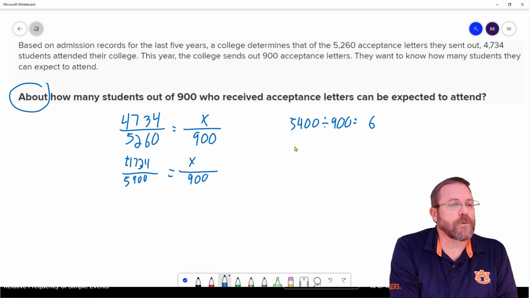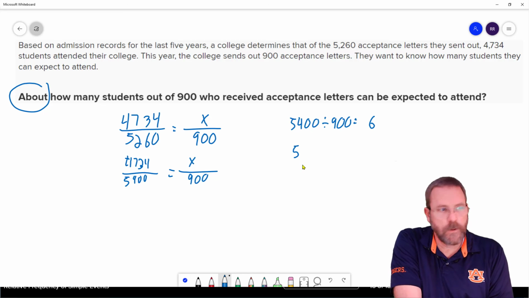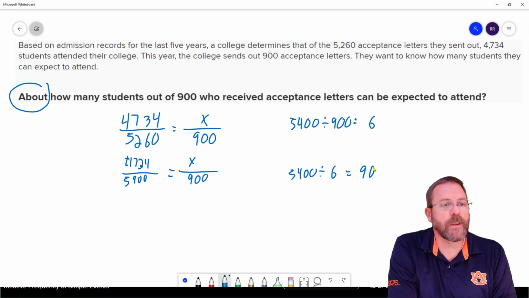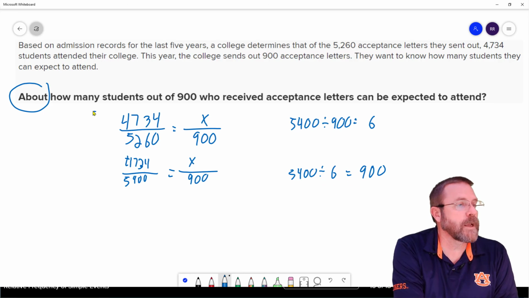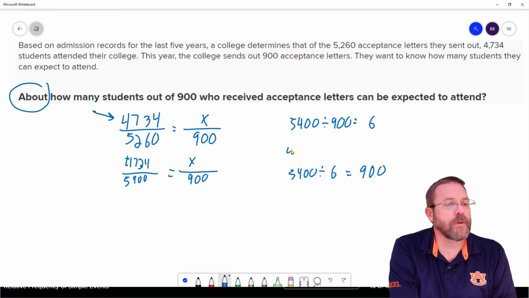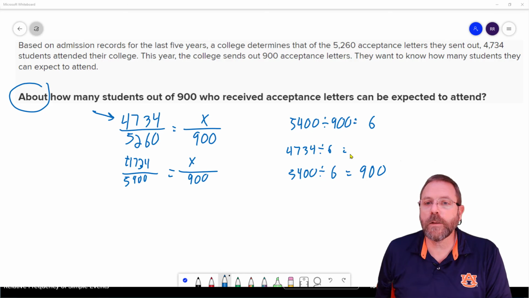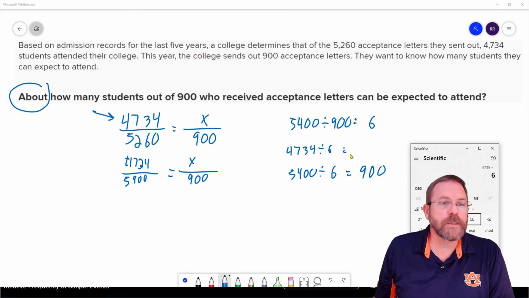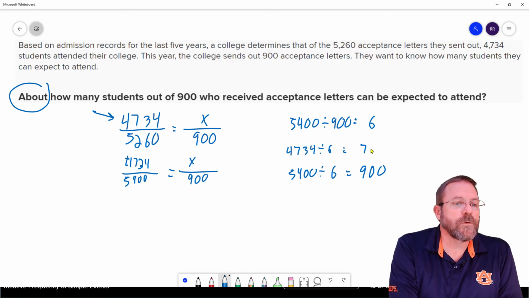So I could also now turn around and rewrite that as 5,400 divided by 6 equals 900. And with that knowledge, I can take that number and divide it by 6. 4,734 divided by 6. Grab up our handy dandy calculator because this lesson's taking way too long. 4,734 divided by 6 means that they could expect roughly 789 students to accept.